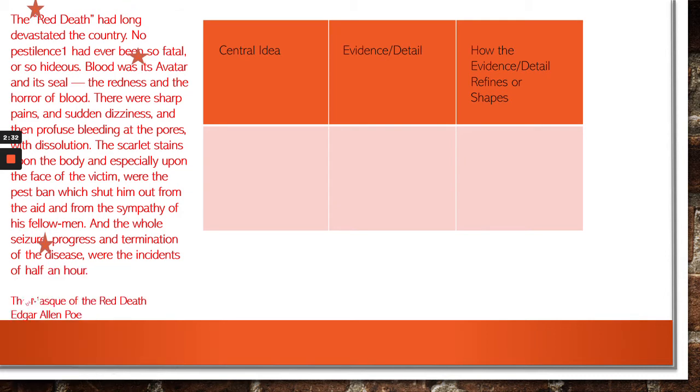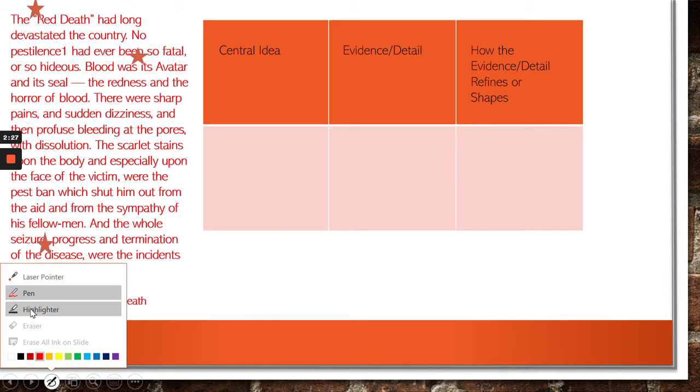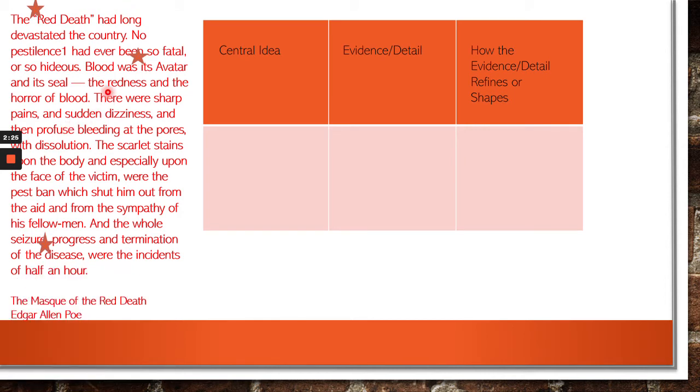And so the next thing I want to think about is, what exactly are they saying about the Red Death? And I can find that right here in the center of the passage. It says the redness and the horror of blood. There were sharp pains and sudden dizziness, the scarlet stains upon the body, especially upon the face of the victim. So when I put all of that together, I concluded that this section was mostly about how the Red Death caused much death and devastation in the land. And so that's what I put for my central idea.